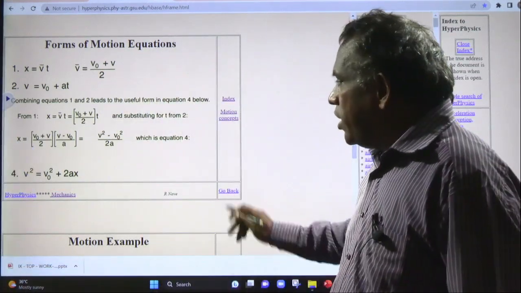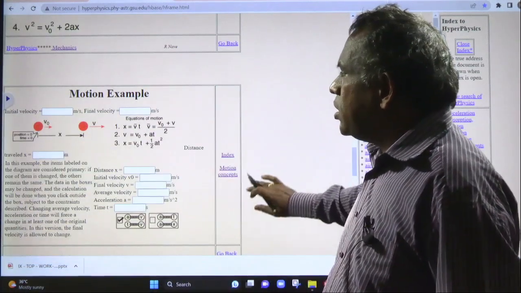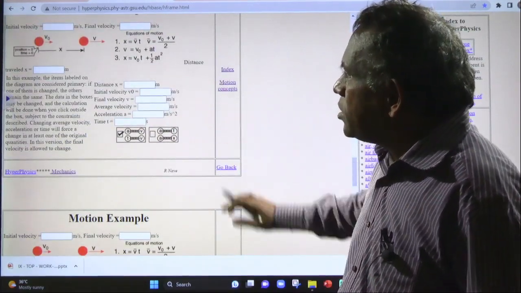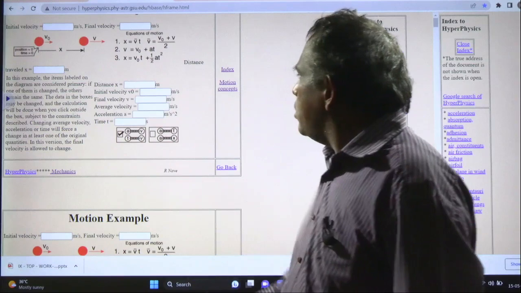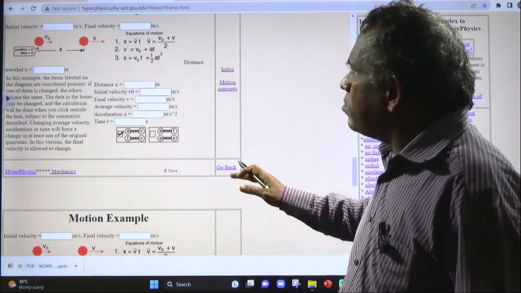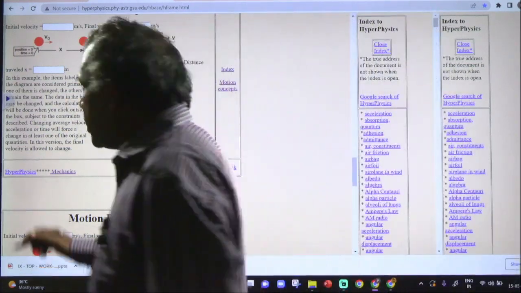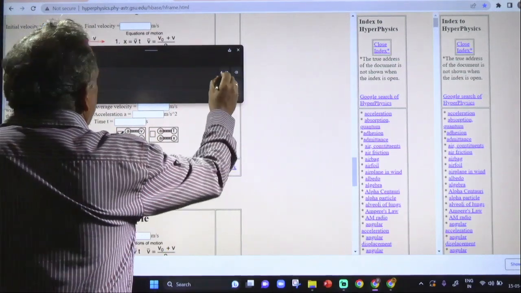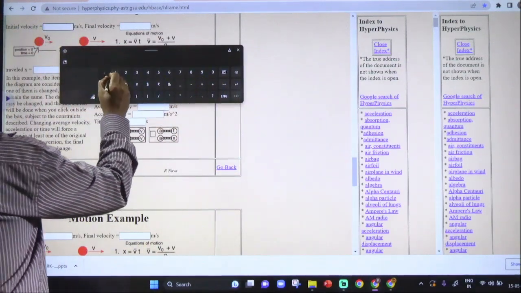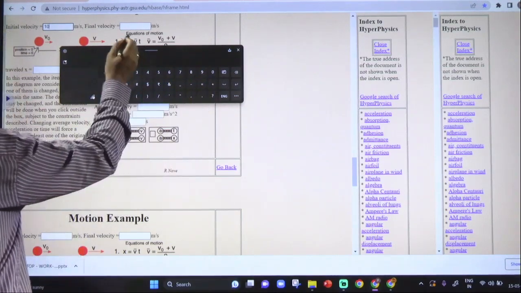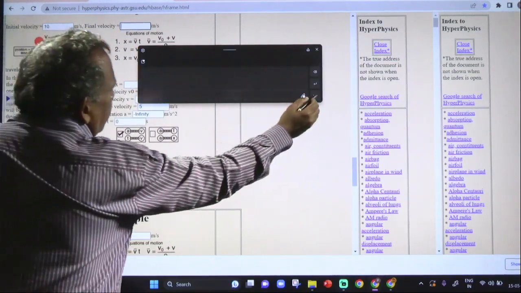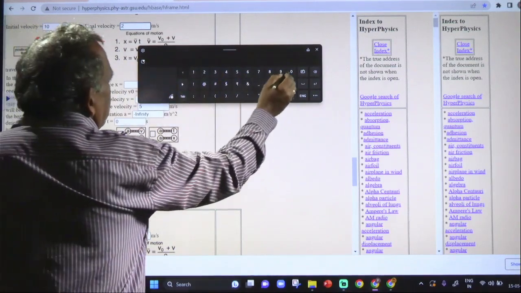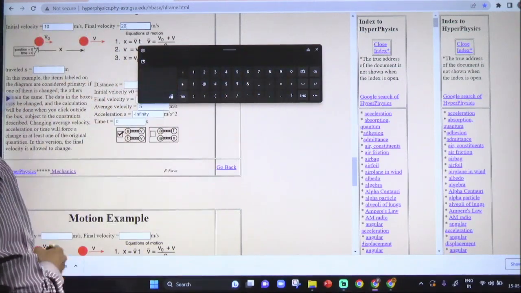There are some examples for calculating distance and displacement. The distance: let us take the initial velocity as 10 meters per second, and the final velocity is 20 meters per second.